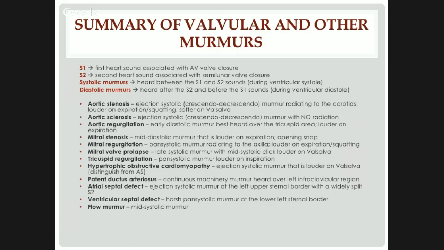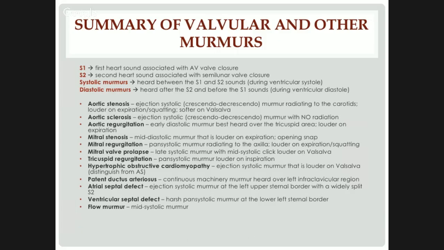Mitral regurgitation is a pansystolic murmur, and it's one of the murmurs which radiates. It radiates to the axilla. So aortic stenosis goes up to the carotids, while mitral regurgitation is pansystolic and goes to the axilla. Mitral valve prolapse is where one of the leaflets of the mitral valve gets sucked in. So it causes a late systolic murmur with a mid-systolic click.